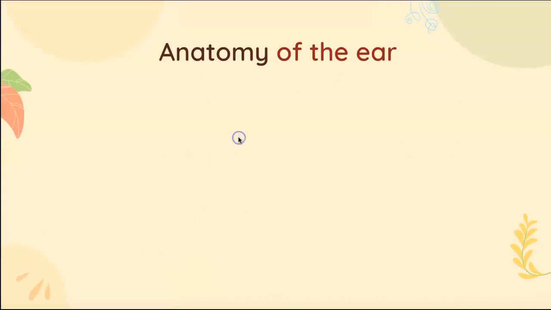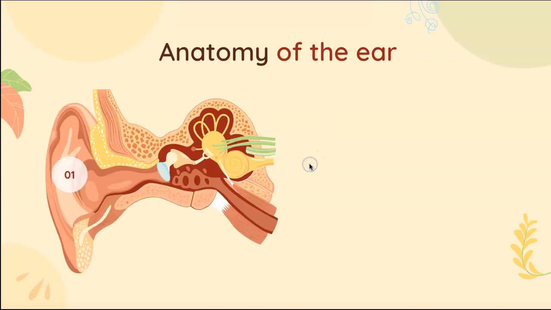But before we begin, let's go through briefly the anatomy of the ear. So again, the outer ear consists of the pinna and the EAC, which is the external auditory canal. Whenever you hear me say EAC, that's what I mean, external auditory canal.